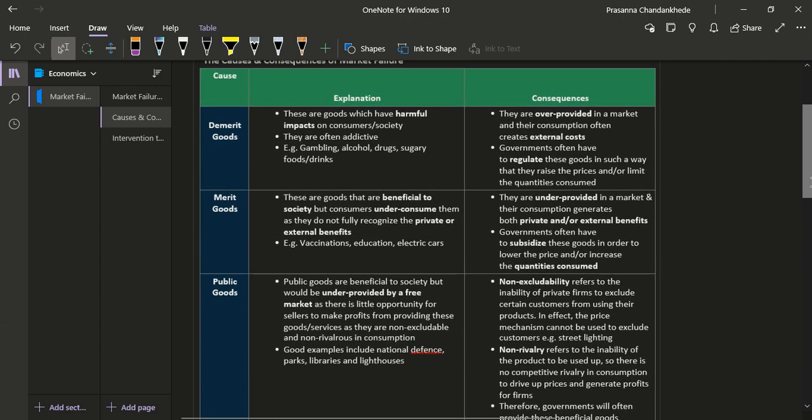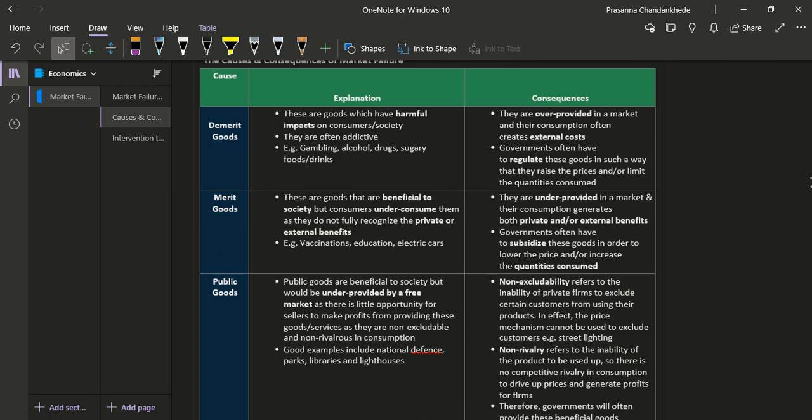Causes could be demerit goods. These are goods which have harmful effects on the consumer or society. They are often addictive. Example, gambling, alcohol, drugs, sugary foods and drinks. Consequences, they are overprovided in the market and their consumption often creates external costs. Governments often have to regulate these goods in such a way that they raise the prices and or limit the quantities consumed.